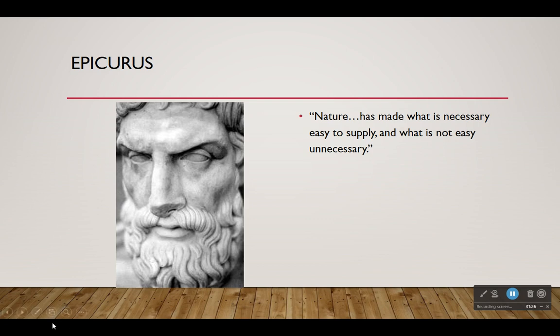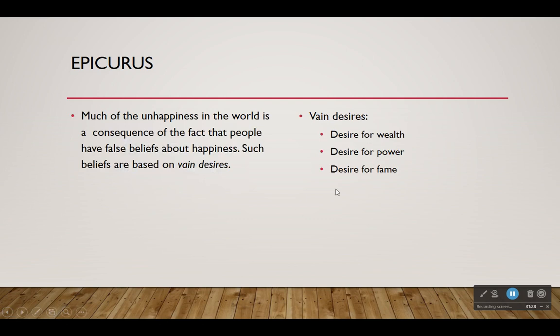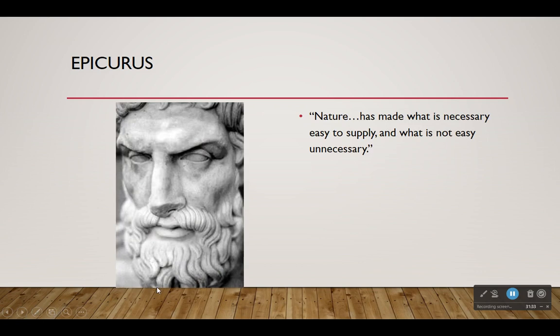Let's go back to the standard examples of vain desires. Wealth. Is great wealth easy to acquire? No, it takes a lot of time and effort, obviously. But, according to Epicurus, it's not easy to acquire because it's not necessary. Nature has made what is necessary, that is to say, what is necessary to true happiness, what is necessary to true pleasure, easy to supply. You don't really need that much. You don't need some extravagant amount of wealth to be happy. It's not easy to acquire, but guess what? You also don't need it.